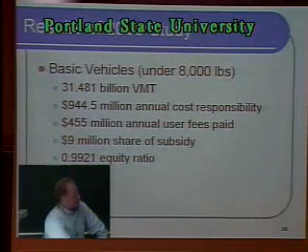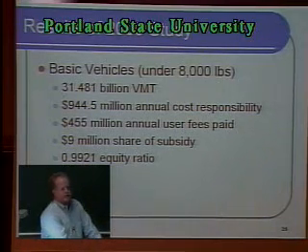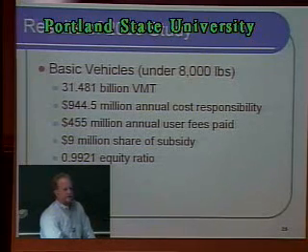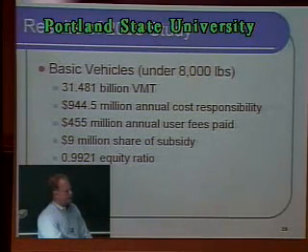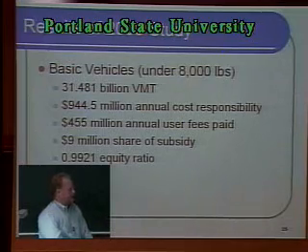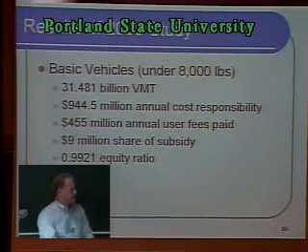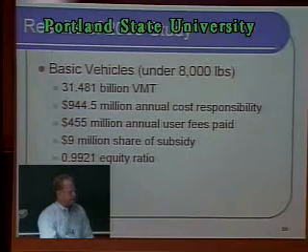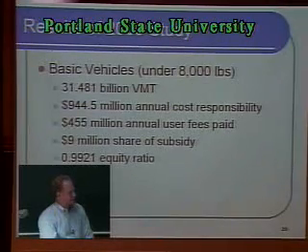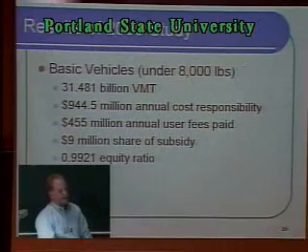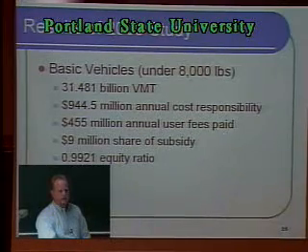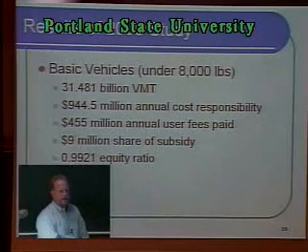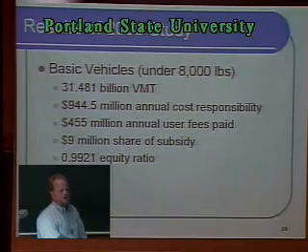They were assigned almost $1 billion worth of annual cost responsibility, and that includes responsibility for federal and local own source funds. And they paid about $450 million into the highway fund, and they were given a $9 million share of the subsidy. And their equity ratio came out to 0.992, which is basically 1. So there's no constitutional requirement to change user fees as a result of that study.